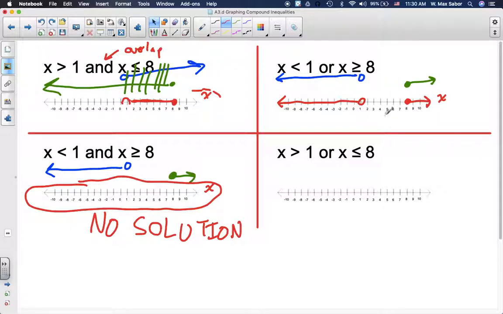You're essentially never going to get no solution with an OR statement because as soon as it makes one of them true, it'll make the overall statement true. So x is greater than 1 or x is less than or equal to 8.